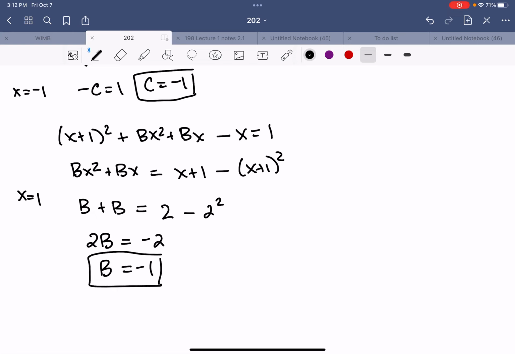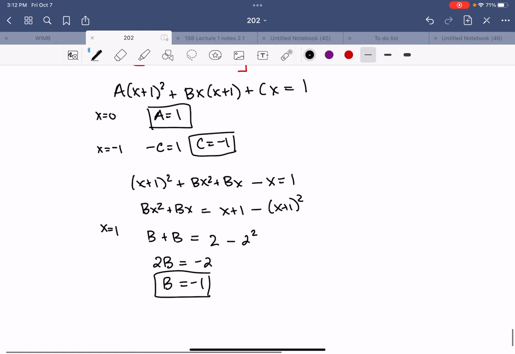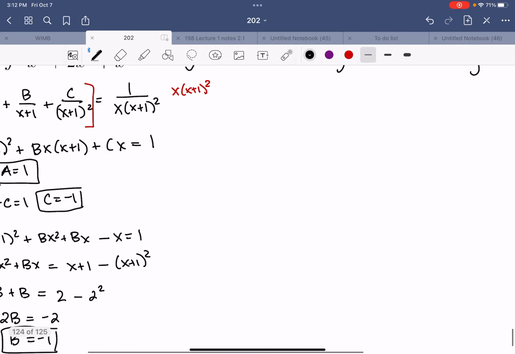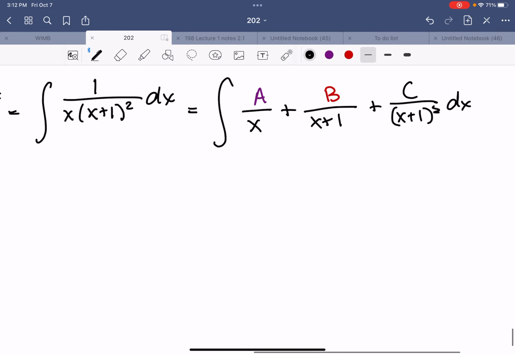Okay, so that's just one way to go about it. The other option is to do what we did in number 1, which is just to multiply everything out and equate coefficients. So that's always an option. But in this case, I get a equals 1, b equals negative 1, and c equals negative 1. Let's bring that back over here.